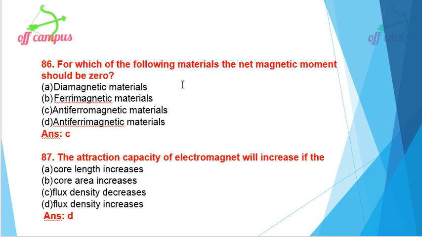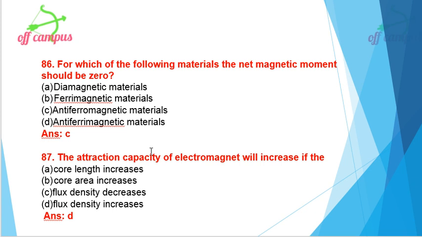For which of the following materials should the net magnetic moment be 0? Four different options are given. For antiferromagnetic materials, the net magnetic moment should be 0. Option C, antiferromagnetic materials.